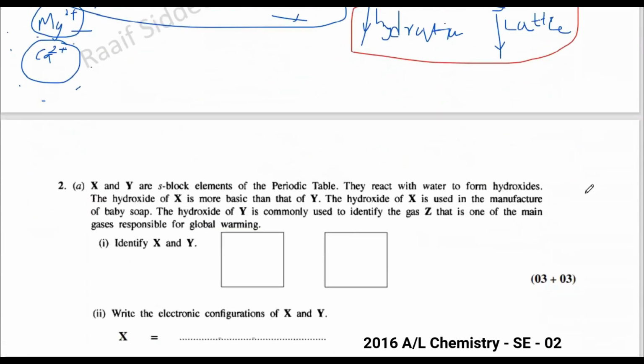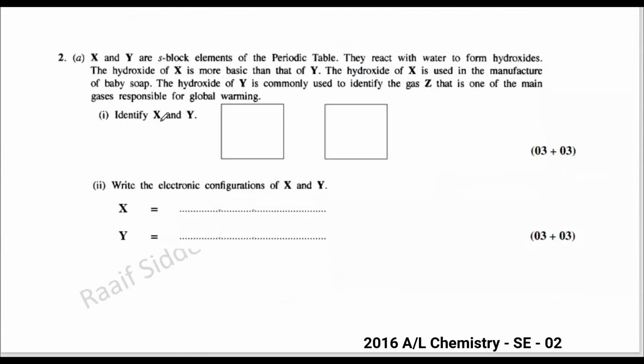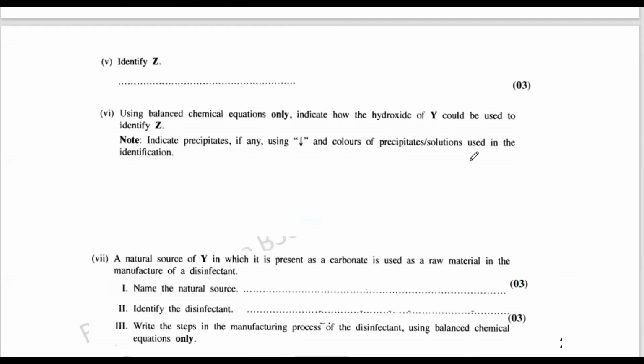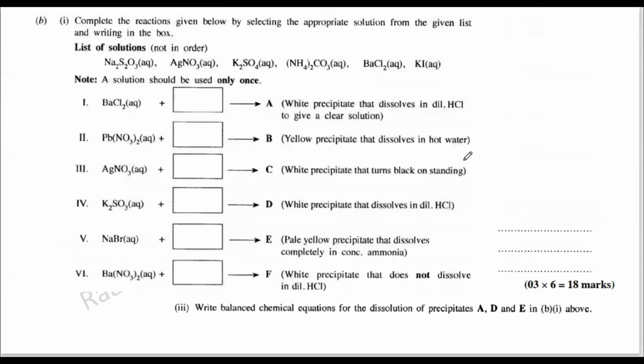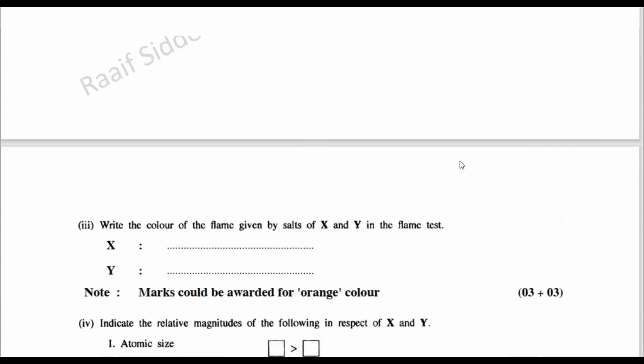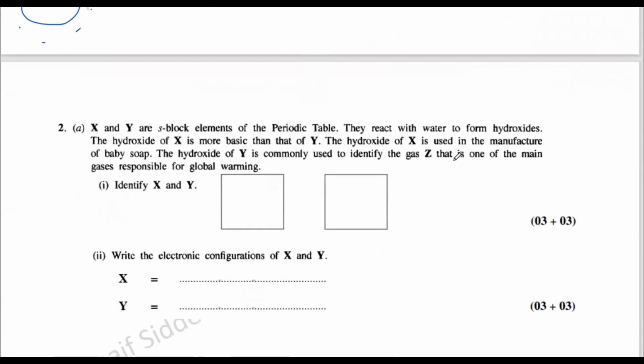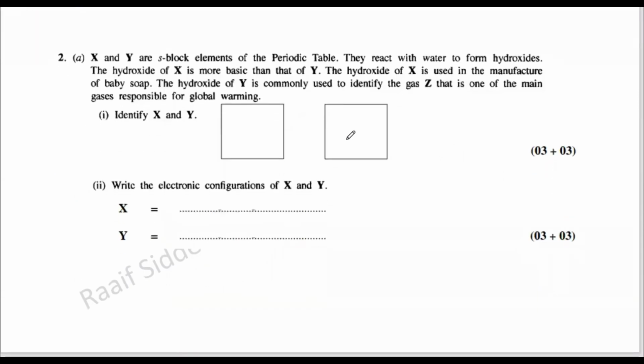Right, so moving on to question number 2. Again, I would say this question is also not hard, but this question is tricky at one point. So I will tell you which point it is. X and Y are s-block elements. So they have given these as s-block elements.